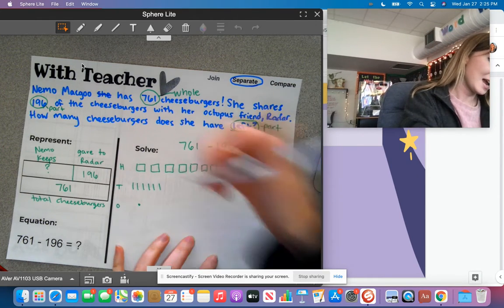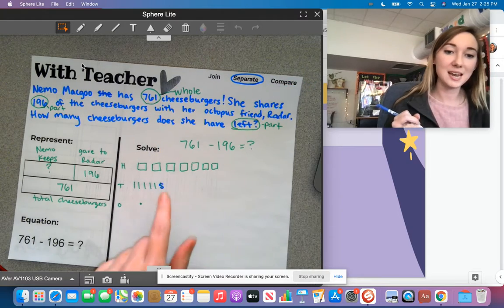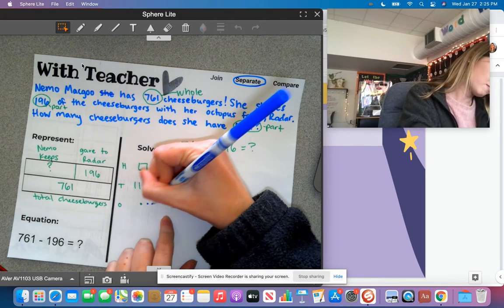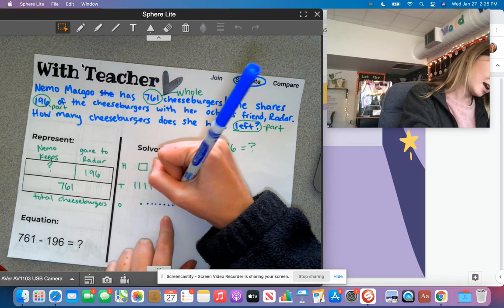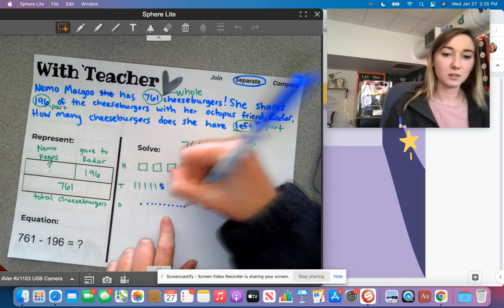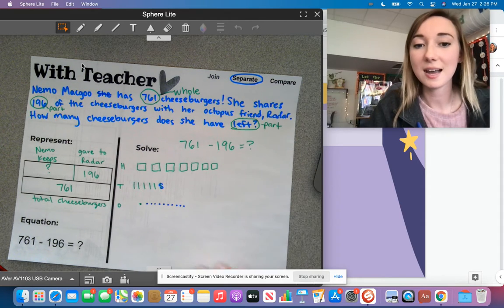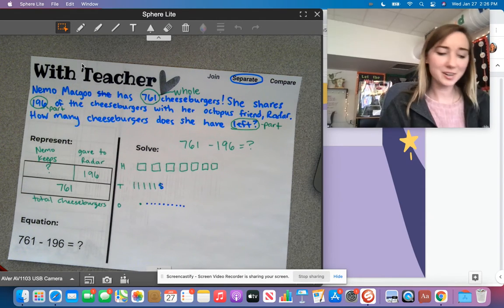I need to swap a 10. So I'm going to swap this 10 right here. I'm going to draw 10 new baby ones down here. 1, 2, 3, 4, 5, 6, 7, 8, 9, 10. So now I have 10 new ones down there. Can I subtract 6 now? I sure can.